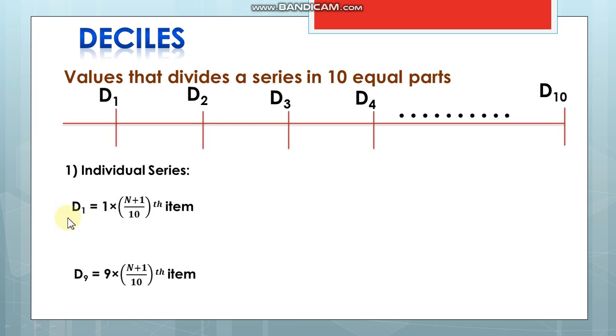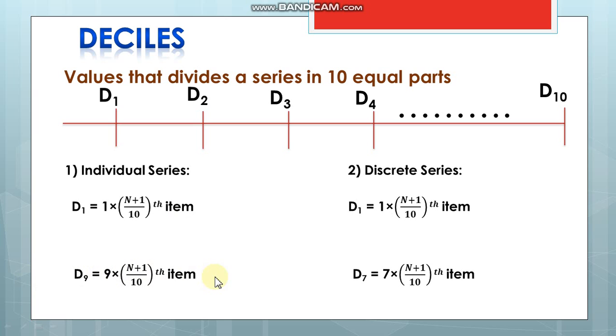So individual series for decile 1, it is 1 into n plus 1 by 10th item instead of 4, right? In case of quartile we were writing 1 into n plus 1 by 4th item. In case of decile we are writing 1 into n plus 1 by 10th item. Suppose I am calculating D9, so 9 into n plus 1 by 10th item.